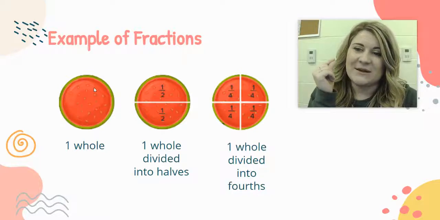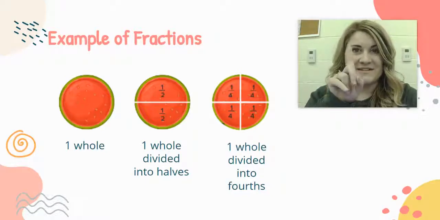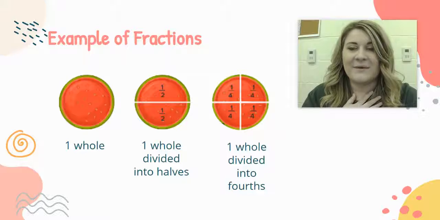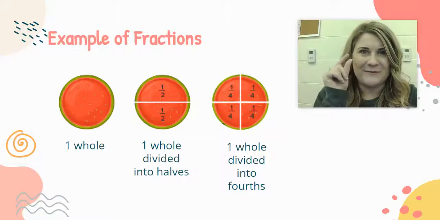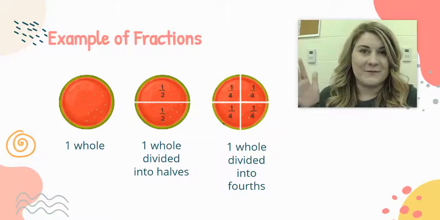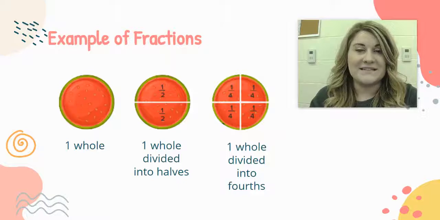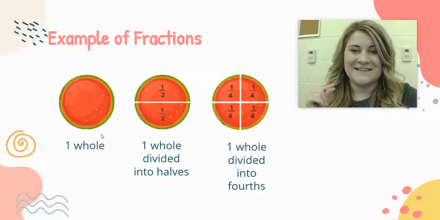If I decided to keep this watermelon for just myself, my one person, I'm going to eat the whole thing. But if I have to split it between my 18 students in my class, then we're all going to get very, very small pieces because I'm splitting it between a lot of people. So the bigger the bottom number is, the smaller the fraction actually is itself.